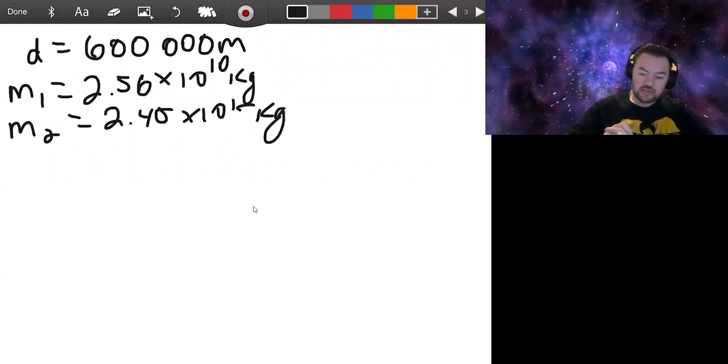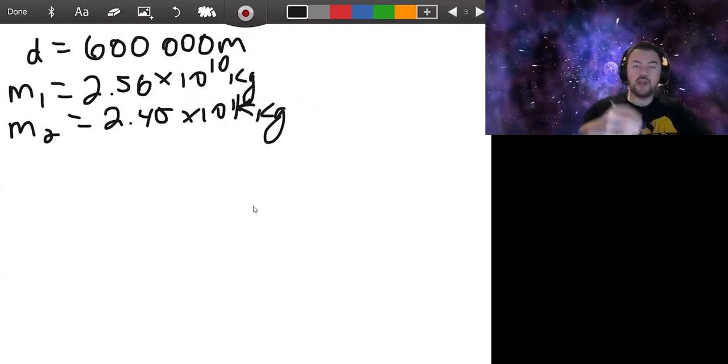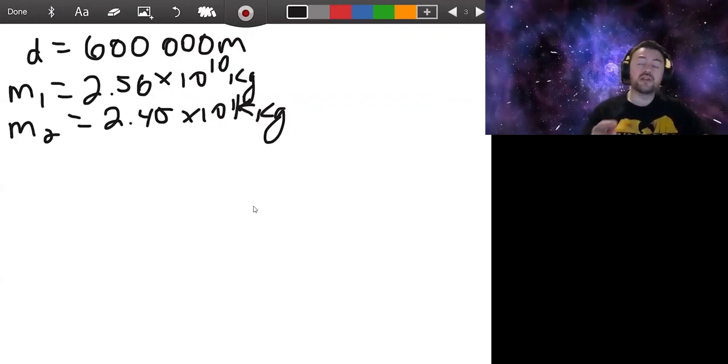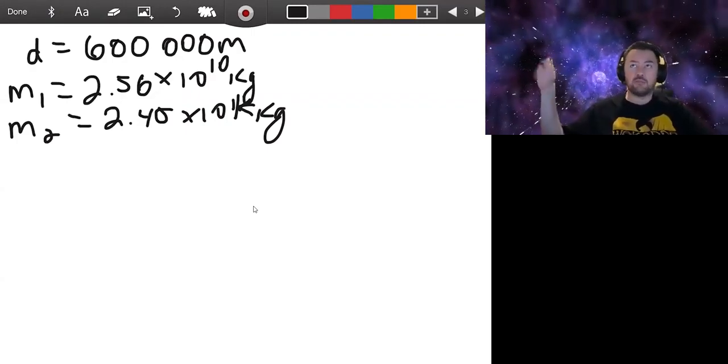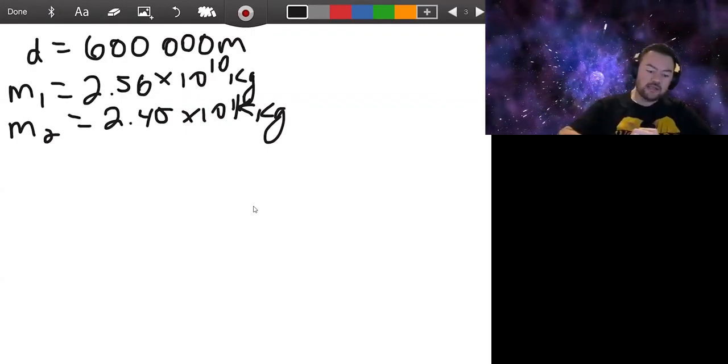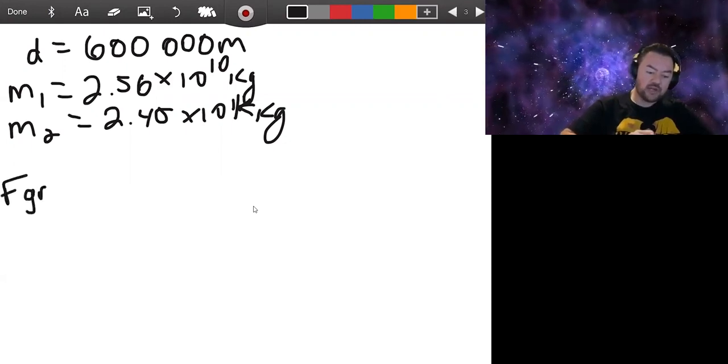That's a K, there we go. Of course, our gravitational constant as usual, 6.67 times 10 to the minus 11th newtons, blah, blah, that giant old unit. So let's see what happens. What is the force going to be?